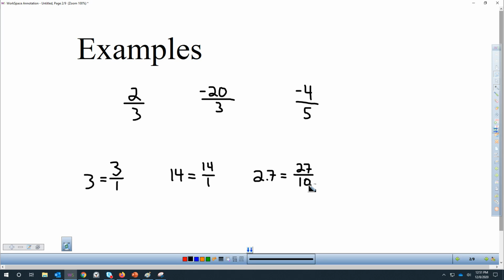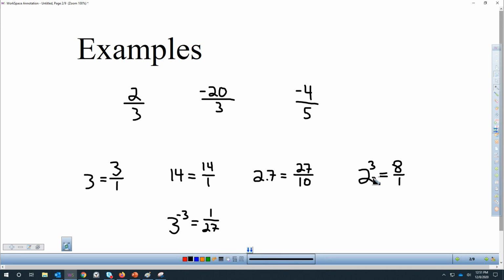Any number that you can write like this is going to be a rational number. Some other examples: 2 cubed, which is equal to 8, or 8/1, is a rational number even though it's not written as a ratio at the moment. 3 to the -3 is equal to 1/27, so that is also a rational number.